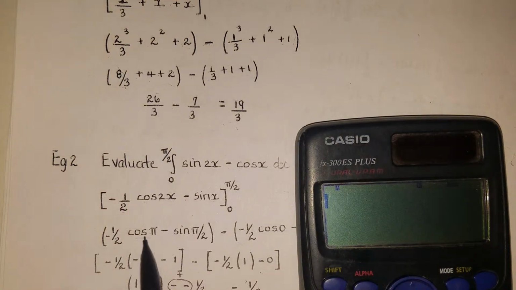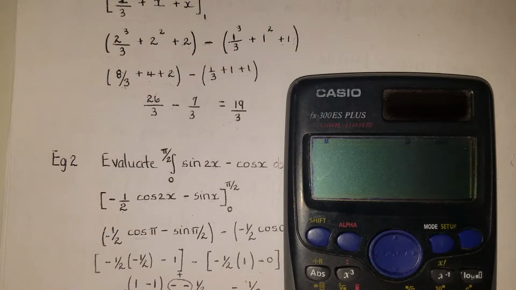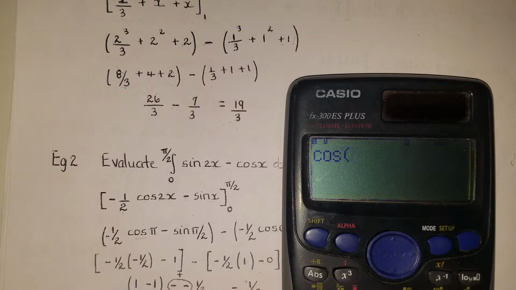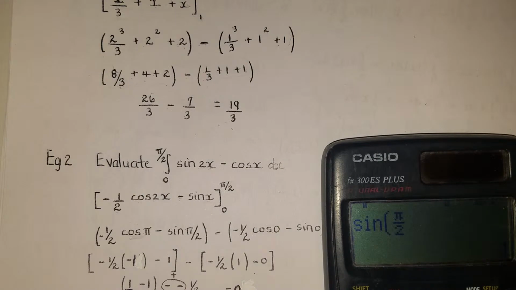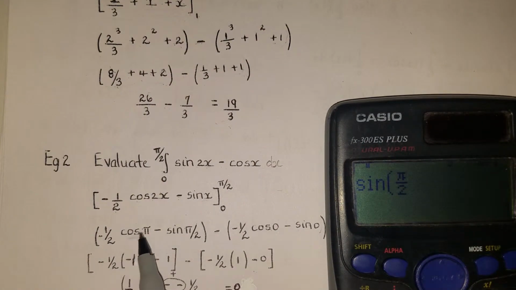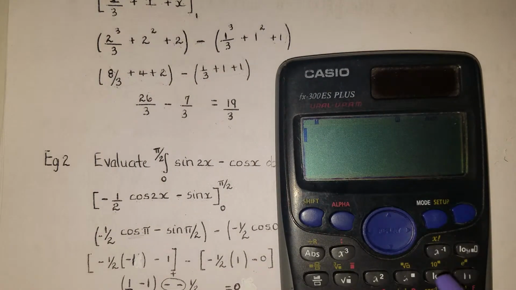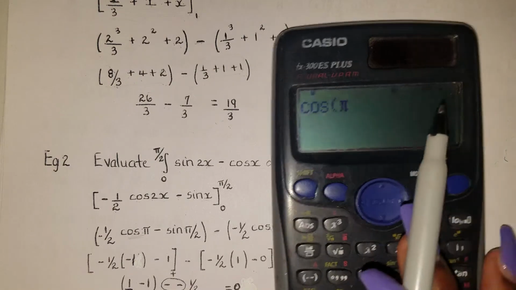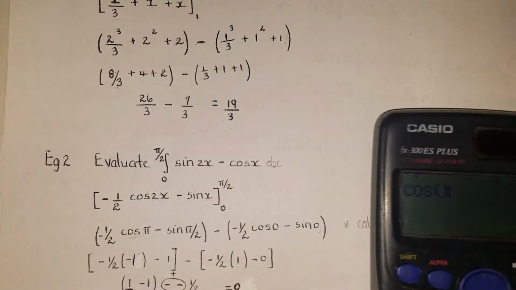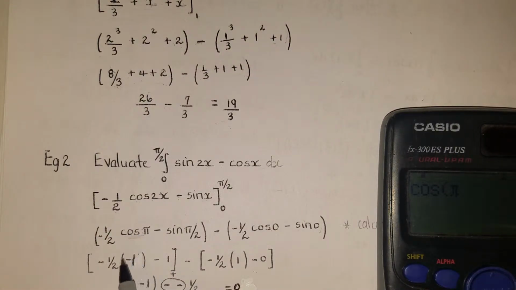Now first we're going to do cos pi. So we press cos pi, which is negative 1. So this answer is negative 1. So once more, cos pi. So we press cos pi, which is a negative 1. If you can see that, it's a negative 1. So we plug negative 1 in this space.